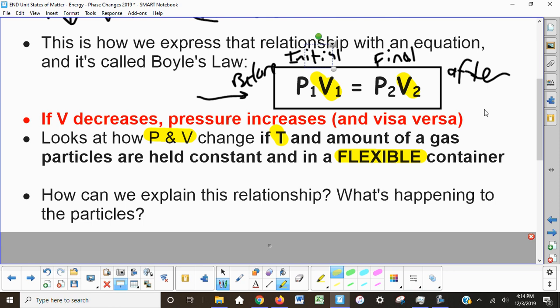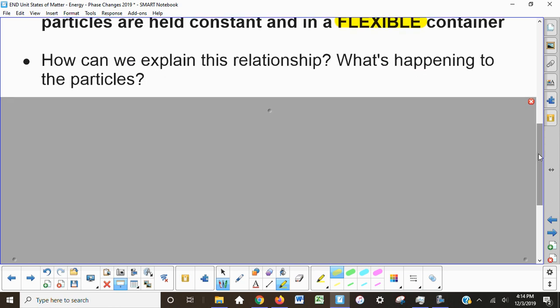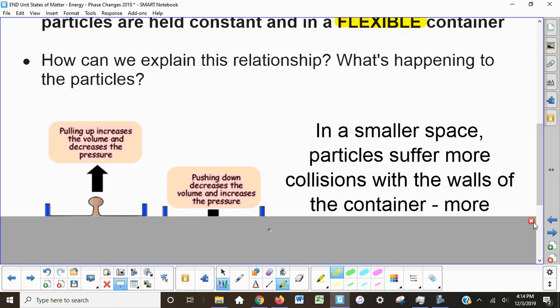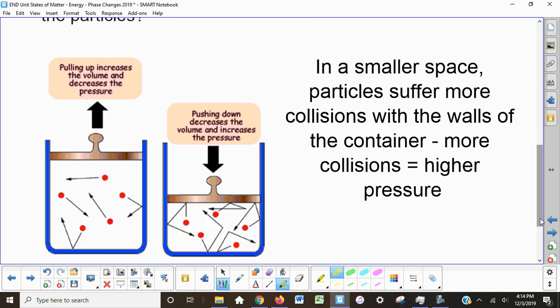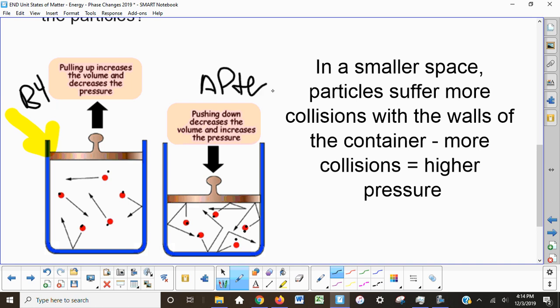If we want to look at a conceptual model of this, I feel like the lab does a good job, but just to highlight this, this would be your before. You have a certain number of particles, and the number of particles is staying the same. I have 1, 2, 3, 4, 5 in both containers, but this is the before, and this is the after. So we could measure in the before the pressure and the volume.